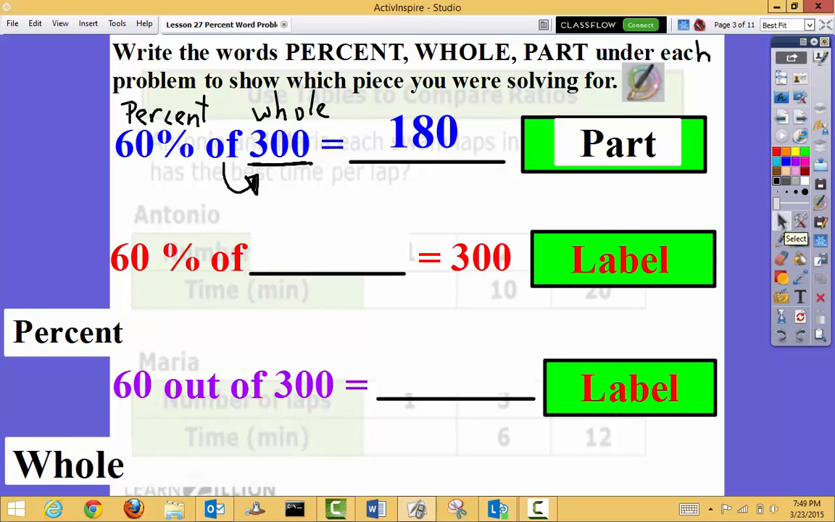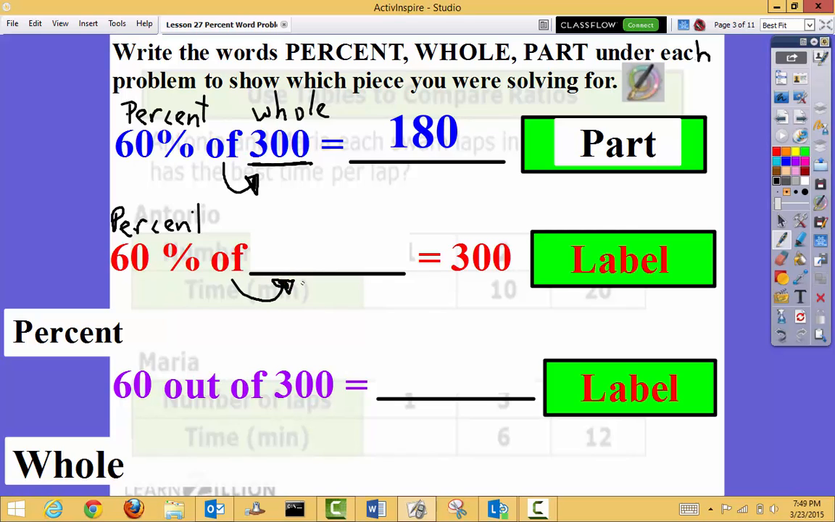Alright, now let's try this one. 60% of blank equals 300. So notice how this 300 now got shifted over here. So I'm looking for 60% of what? So let's start out by labeling it first. So my first part is 60%. Well, this is my percent. So I know my percent. This of, I'm looking for what?